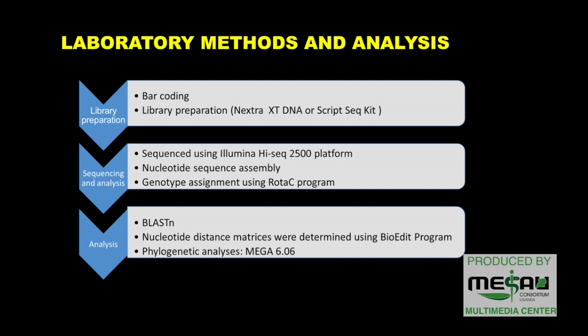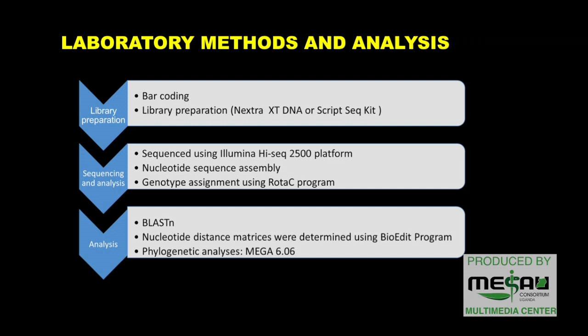And where we had double-stranded RNA at less than 2 nanograms per microliter, we used the strip-seq kit. Following the library preparation, we sent the samples for sequencing, and the sequencing method used was the Illumina high-cell platform.